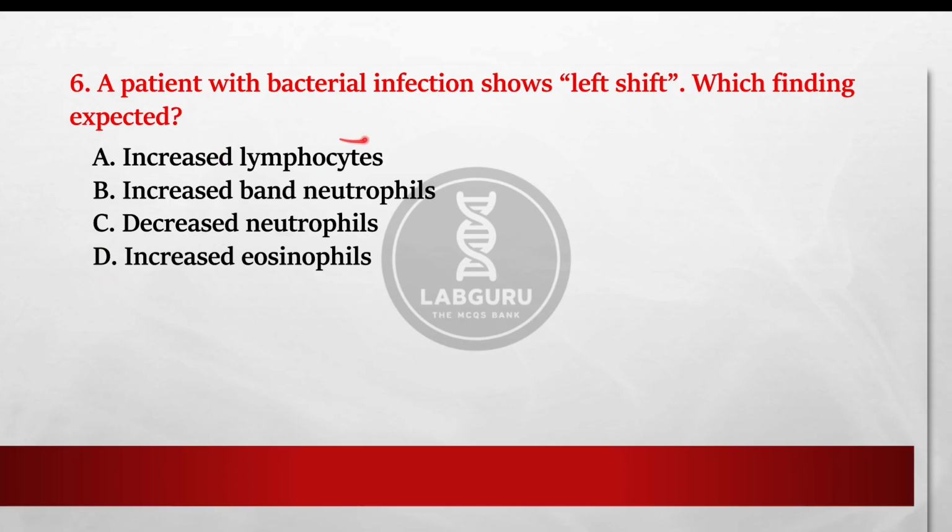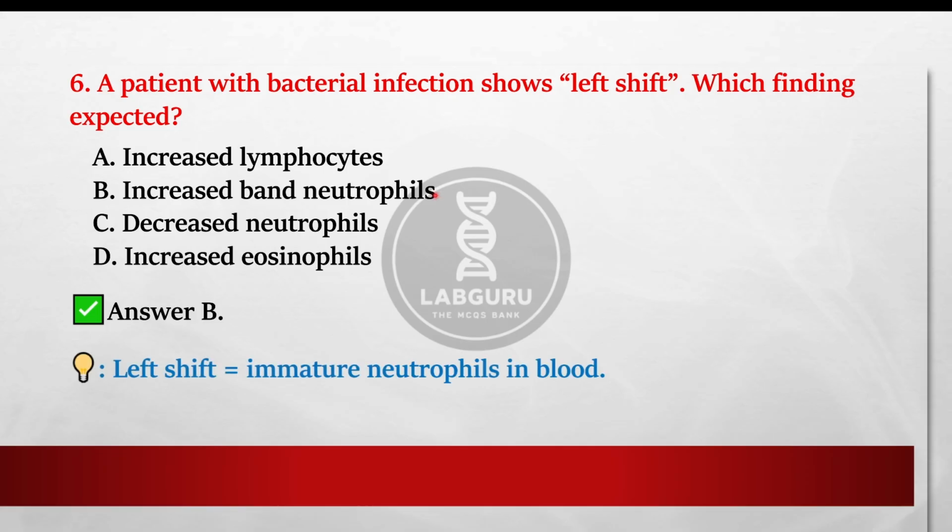First of all, we have to see the patient is suffering from bacterial infection and there is left shift. So what is left shift? It indicates the increased number of immature blood cells, especially the neutrophils, such as band cells. It mainly occurs when the body is fighting with the infection. So we can see here the bacterial infection is there. The body is fighting with the infection. So the right answer is option B, that is increased band neutrophils. You can remember like the left shift always occurs when there are immature neutrophils in the blood.